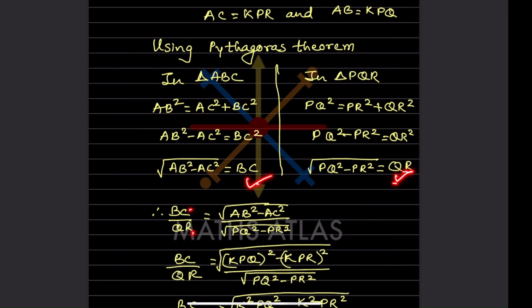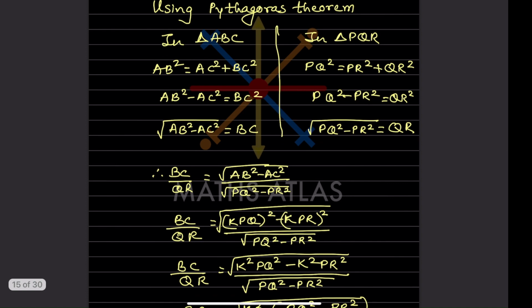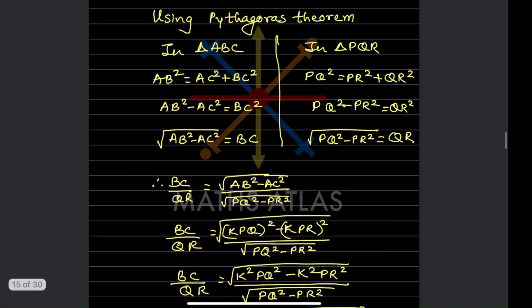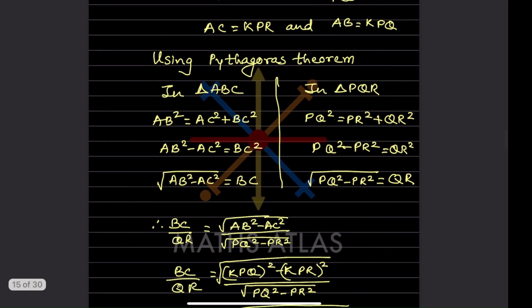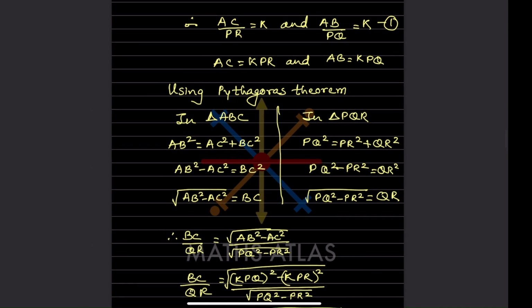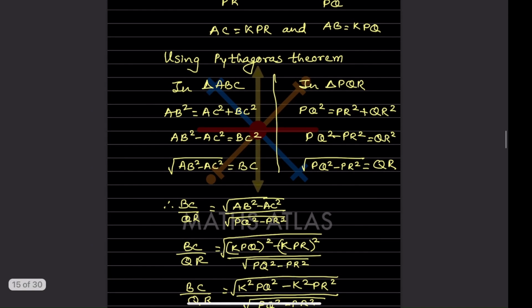So what are you going to write? BC means this one, you will write it over here. And QR means this, you are going to write it in the denominator. So now we know BC by QR, we have seen AB in equation number 1. So what is that? We want this for AB. What was AB? AB was K PQ square. So this is K PQ square. This is minus as it is.